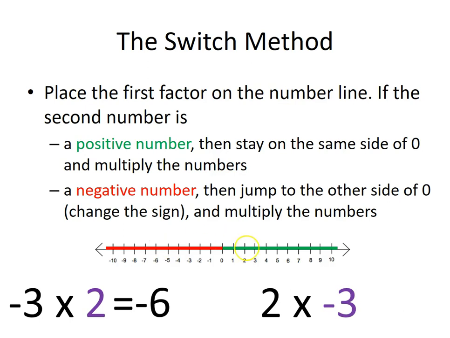Let's do another one where we start on the positive side of the number line because 2 is positive. The second number is negative. What do we do when it's negative? We jump to the other side of the number line. So now we know this is going to be negative. So 2 times 3 is 6, but we know it's negative, so it's going to be -6.